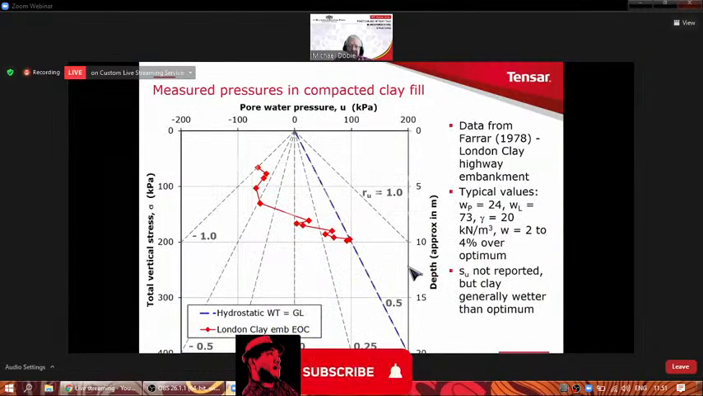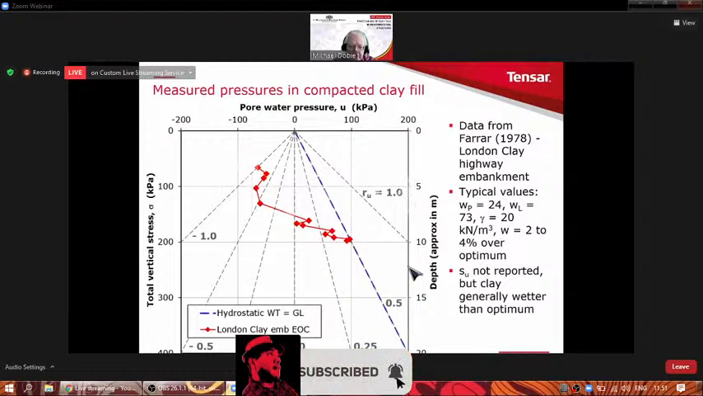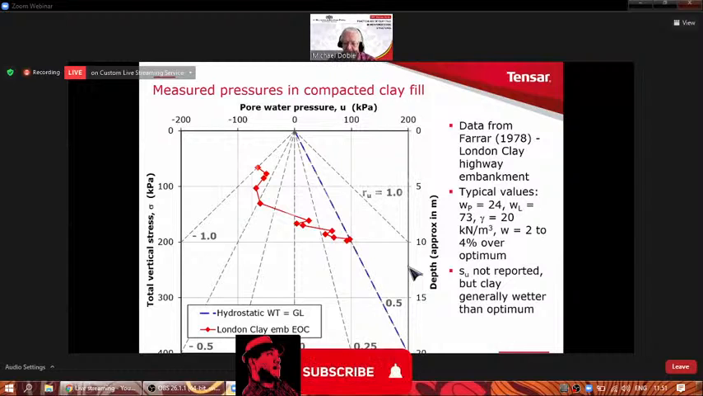So if I plot that information for end of construction on this diagram, it'll look like that. Again, you see that basic trend, that as your total vertical stress becomes smaller, then your pore water pressure becomes more and more negative. So that's that same trend of behavior which we've seen earlier on.